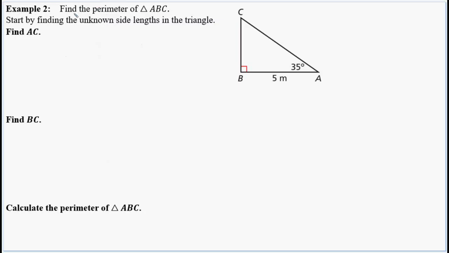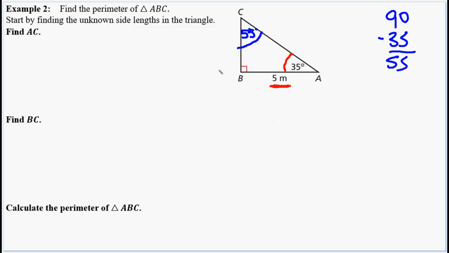All right, example 2, it says find the perimeter of triangle ABC. Well, we've only got this side is 5 meters. We've got one angle. Angle A is 35 degrees. It says, of course, start by finding the lengths of the unknown sides in the triangle. Now, before we get started on that, let's find our other angle C up here. 90 minus 35 is 55 degrees. You know, it might make our setup easier. We can come up here and use the 55-degree angle if we want.